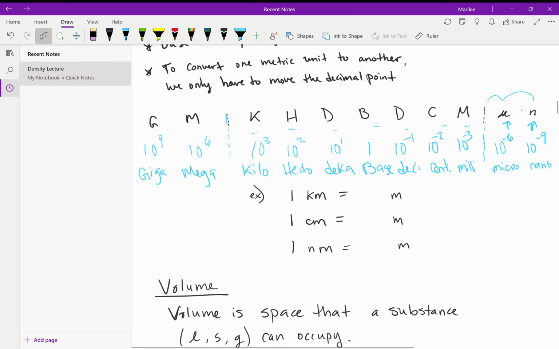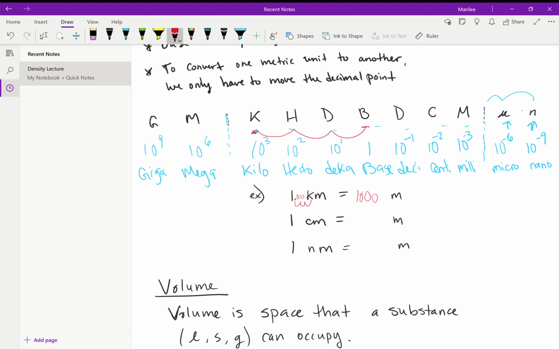So let's do an example. 1 kilometer is equal to how many meters? So we have a kilometer here, and we're going to go to the base of meters. We add 3 zeros, so it's 1, 2, 3. Because technically this is 1.0 here. We move the decimal point. We add the 3 zeros, so that's 1,000 meters.